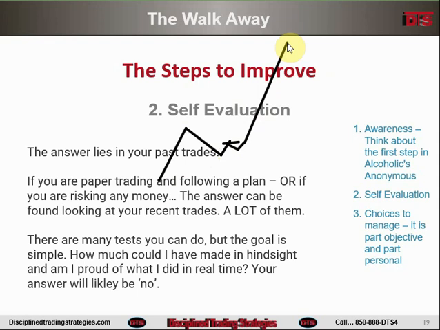I'm like, did you even see what this chart did? You sent it to me. Did you even notice? Oh, yeah, wow, I guess that would have been my whole week's profit today. They don't even realize it. They never go back really to look at it. They just accept, okay, well, that stopped out. Let's go to the next trade. How much could you have made in hindsight? Am I proud of what I did in real time?